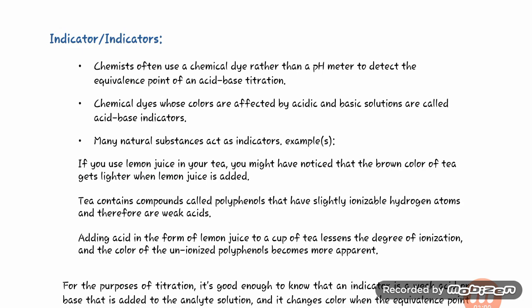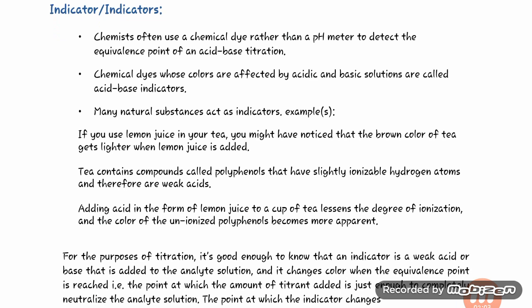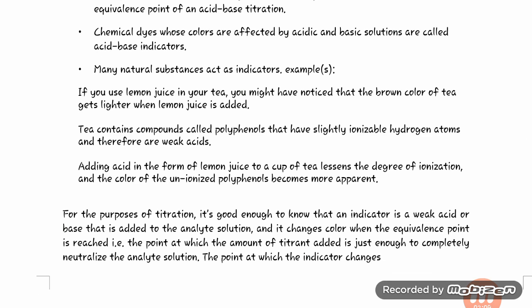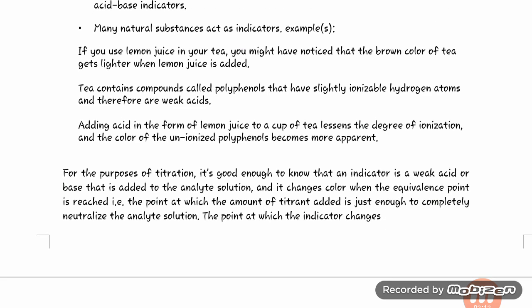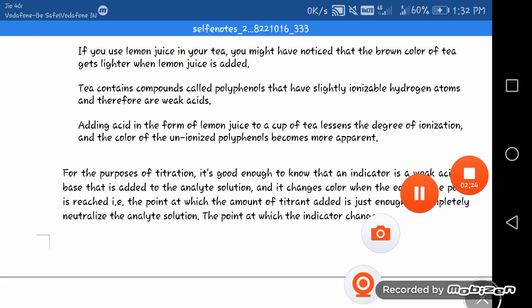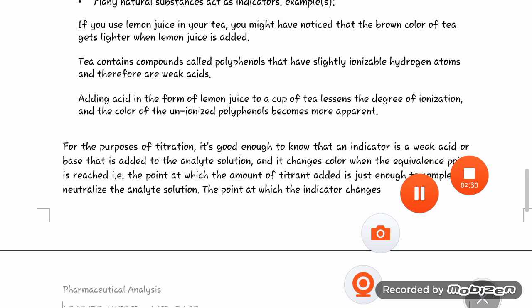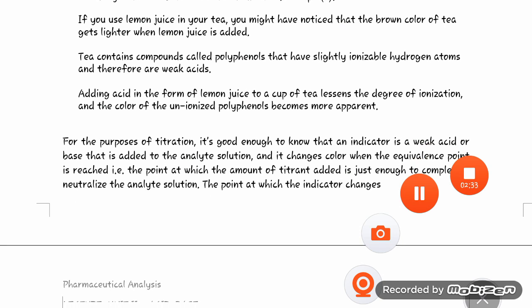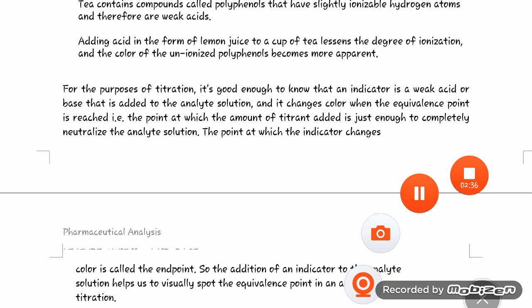For example, if you use lemon juice in your tea, you might have noticed that the brown color of the tea gets lightened when lemon juice is added. Tea contains compounds called polyphenols that have slightly ionizable hydrogen atoms and therefore are weakly acidic. So adding acid in the form of lemon juice to a cup of tea lessens the degree of ionization, and the color of the unionized polyphenol becomes more apparent.